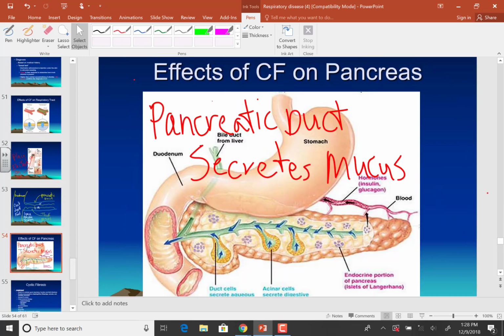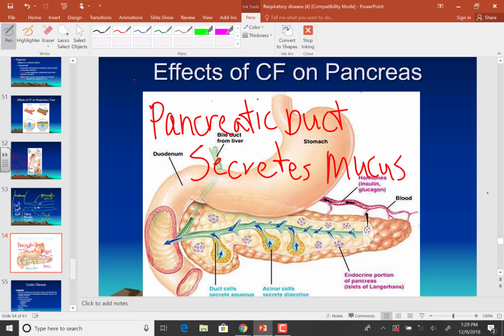One is in your GI tract. And this affects the entire GI tract, but more importantly, the pancreas, and I'll explain why. The pancreas not only releases insulin and glucagon, it's also involved in digestion, so it releases digestive enzymes.